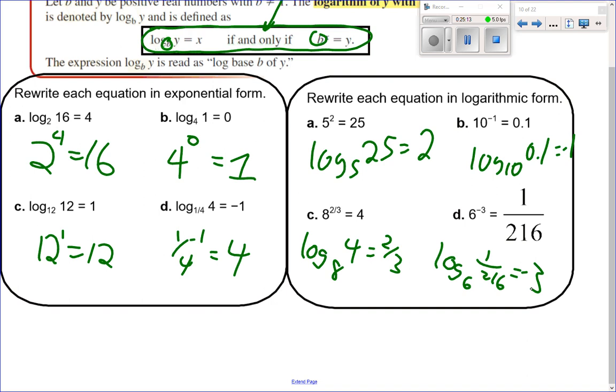Working in log base 6, you're asking yourself, what do I raise 6 to get 1 over 216? Well, 6 to the third is 216. I want it moved to the bottom, so make it -3. Any concerns or questions here?